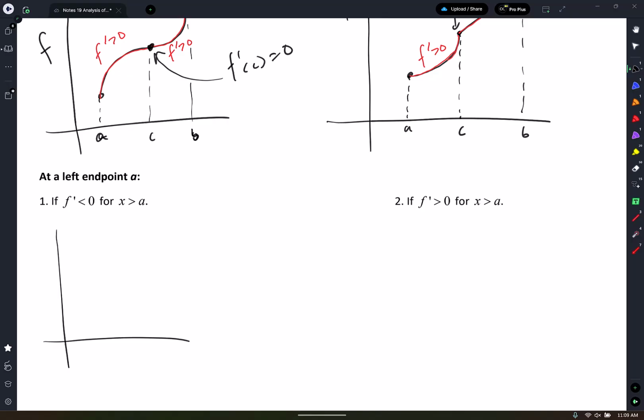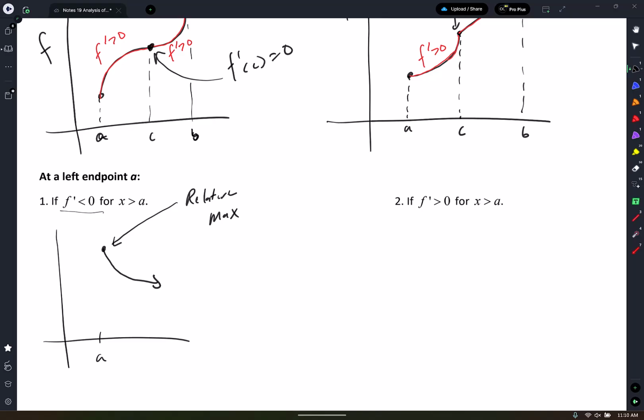See how it says x is greater than a? So start at a. And this says that f prime is less than 0. So here we go. I'm just going to go f prime less than 0. That is the highest point in the vicinity. Do you guys see that? So we are going to call this a relative max. Are we okay?